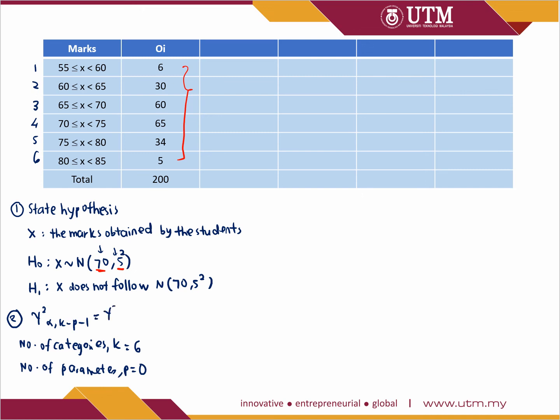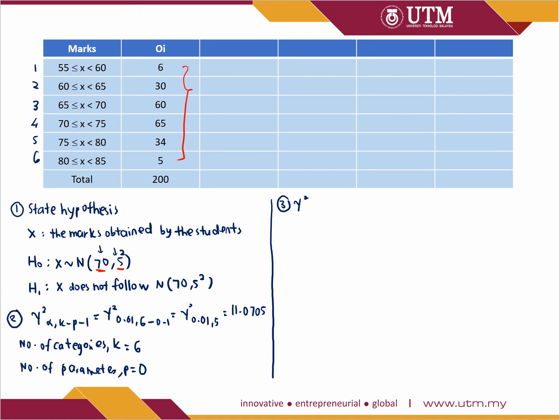So our chi-square alpha is given as 0.01. So k is 6, p is 0, minus 1. So chi-square 0.01, 5 would be equal to 11.0705. Okay, now we have the critical value. The next step is to find the chi-square value.